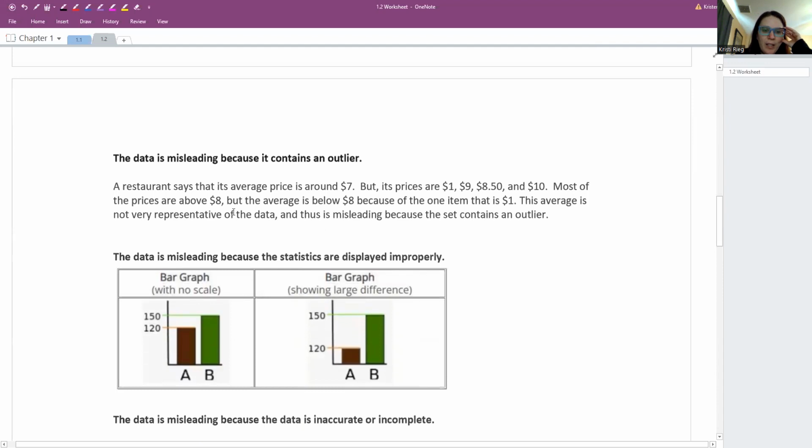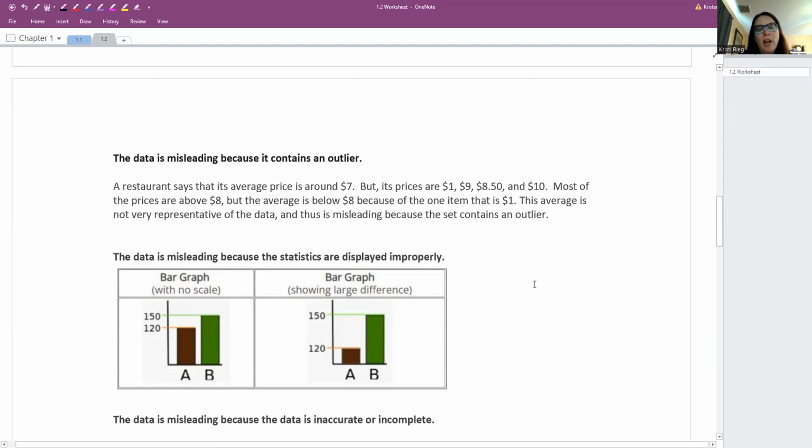Okay, what about outliers? If the data is misleading because it contains an outlier, here's an example. The restaurant says the average price is $7, but here's their menu: $1, $9, $8.50, and $10. Technically, if you calculated it, the average is around $7, but 3 out of the 4 items cost more than $7. Why is this? Because one of them costs $1. So that's not very representative of the data, and it's misleading.